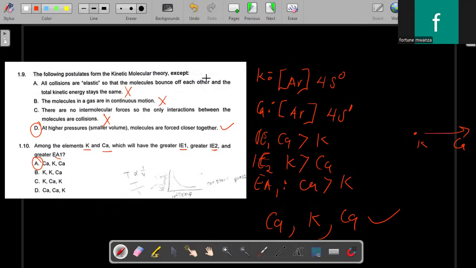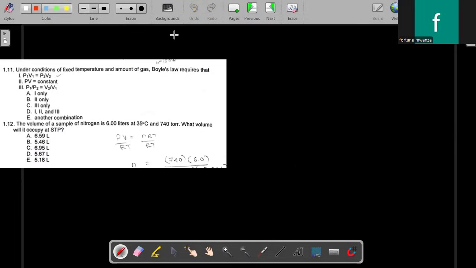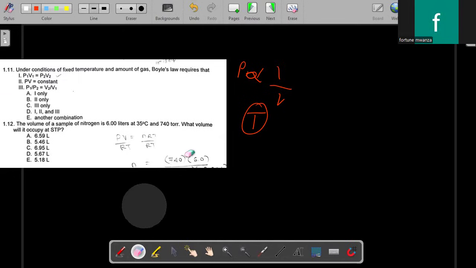Okay, so we go to question number 11. They say, under conditions of fixed temperature and amount of gas, Boyle's law requires that. So what is Boyle's law? Boyle's law says that pressure is inversely proportional to volume at a fixed temperature.